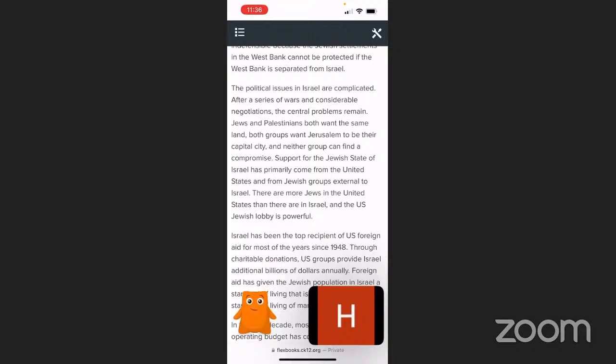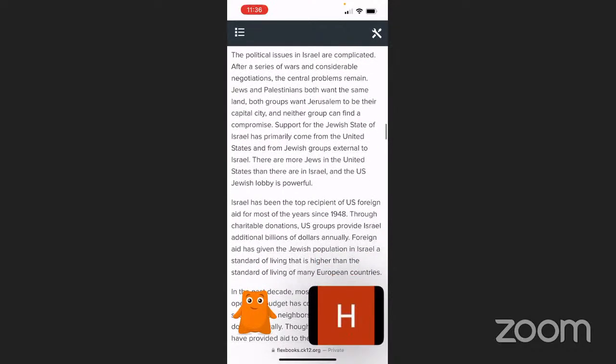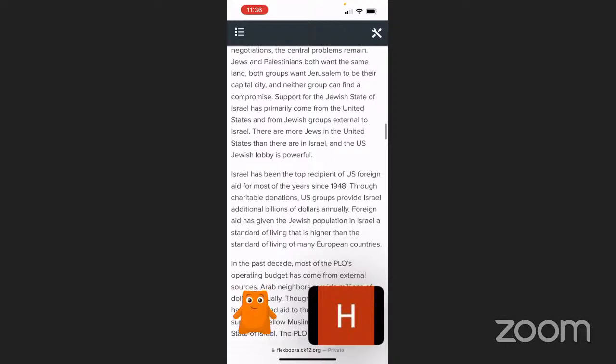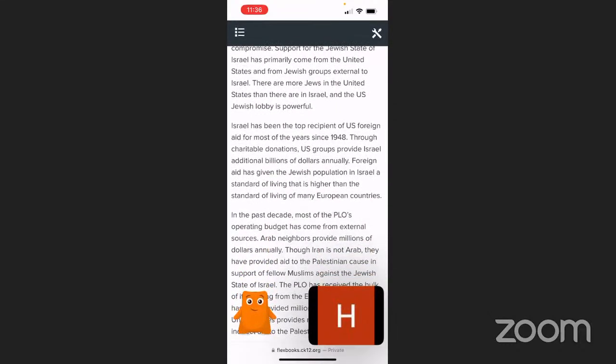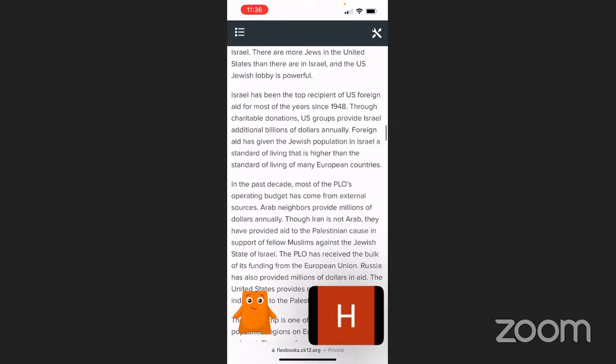Support for the Jewish state of Israel has primarily come from the United States and from Jewish groups external to Israel. There are more Jews in the United States than in Israel, and the U.S. Jewish lobby is powerful.